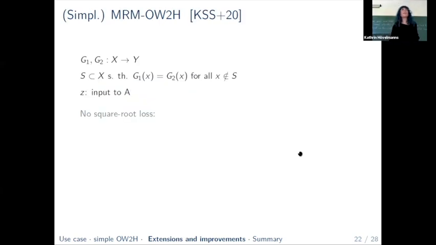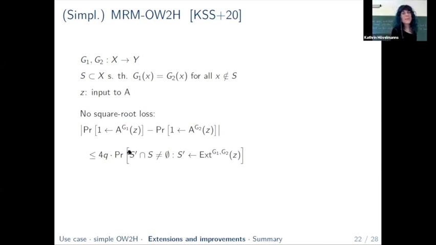Yes, and now I wanted to discuss another improvement that does not have a square root loss, and this is particularly interesting because after the improvement I have just shown you, there was a bit of a discussion in the community whether the square root loss is unavoidable. I also got this question a few minutes ago, and now we'll see that we can also give upper bounds that do without a square root, at the cost of reintroducing the factor Q, the number of random oracle queries.